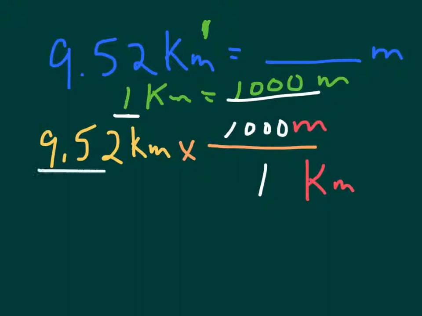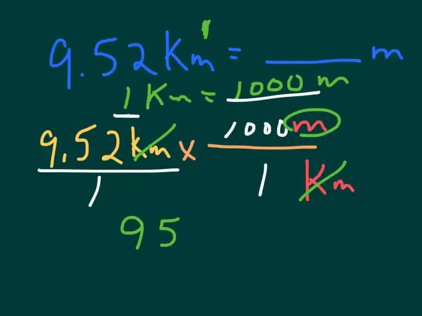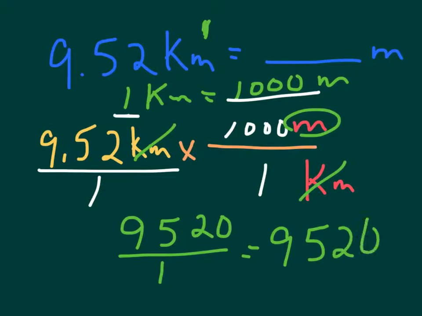So the math becomes, and remember this is over 1, and if you notice, everything neatly cancels out right here, and we're left with the units that we want. So 9.52 times 1,000 would be 9,520, and then 1 times 1 is 1. So our final answer, of course, is 9,520, and our units again right here, meters. All right, that's your first example of a metric unit conversion.